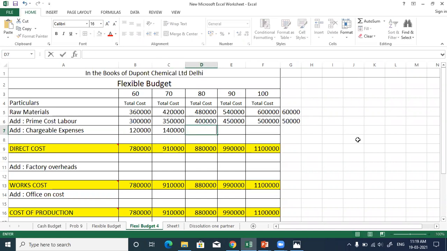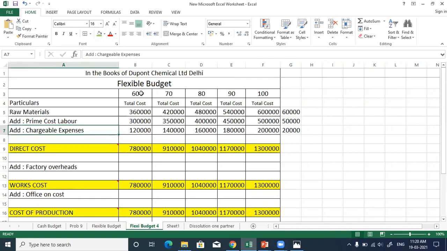So 1,40,000 will become 1,60,000, and 1,60,000 will become 1,80,000, and then it will become 2 lakh rupees. So at every 10% level increase, your expenses will be increasing by 20,000, that is chargeable expenses. So 1,20,000 will become 1,40,000, then 1,60,000, then 1,80,000 and then 2 lakhs. So for every 10%, there is 20,000 rise in the expenses.